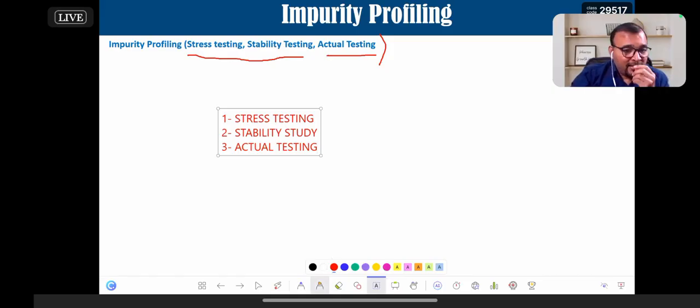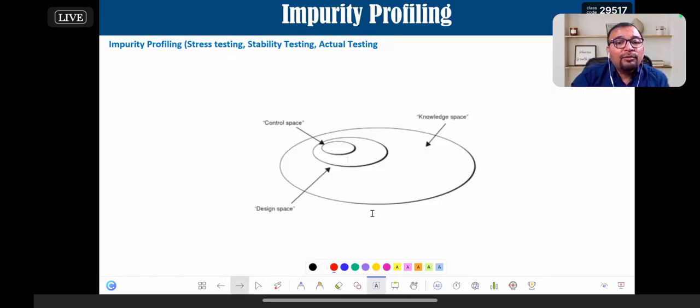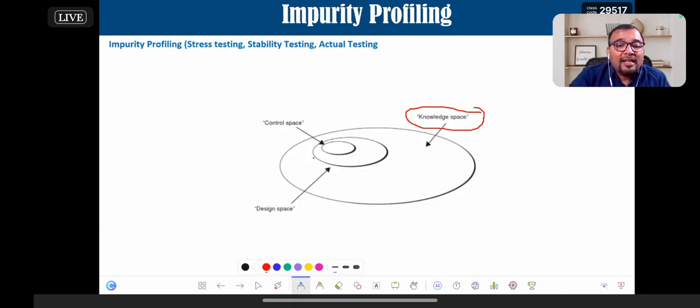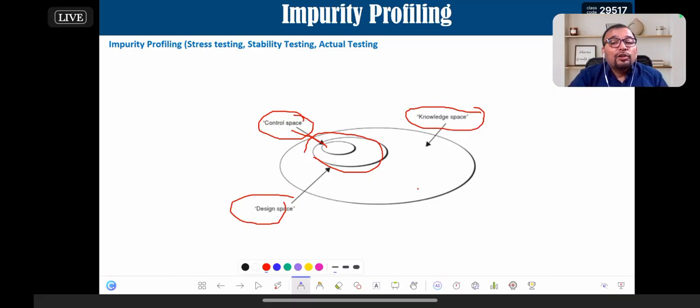Now I'm going to demonstrate these three different stages of the product with these three circles. And I'm going to call the first one the knowledge space, the outer circle. The middle circle is called the design space. And the last one, the inner circle, is called the control space. So what is going to be the knowledge space now? Which one can be knowledge space according to you? Is stress testing going to be knowledge space? Is stability testing going to be knowledge space, or actual testing going to be knowledge space according to you?